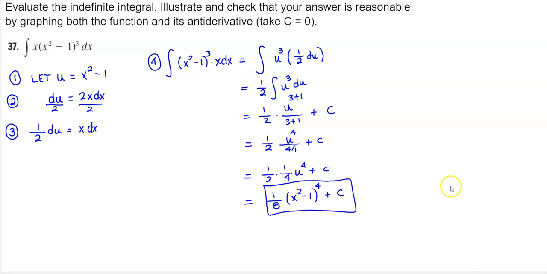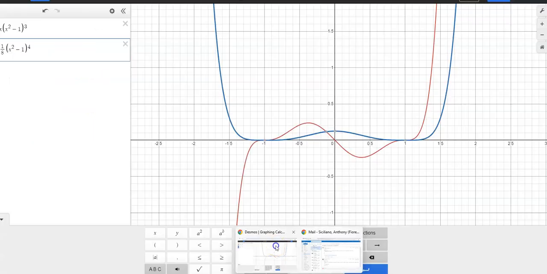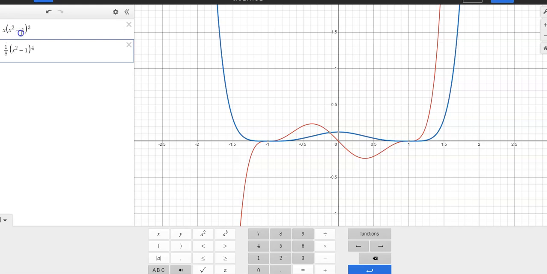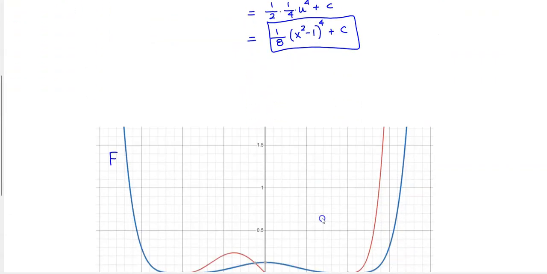Okay, now the next question is, they want us to illustrate and check that our answer is reasonable by graphing both the function and its antiderivative. So if we come into Desmos, we're going to first graph the function, which is x times x squared minus 1 to the third power, which is the one that's in red. So there is that function. And then we have the one in blue, which is when we evaluate the integral, and that gives us 1/8 times x squared minus 1 to the fourth power. And therefore, that is the one that's in blue. So let's take a look at that graph and then decide what's happening.